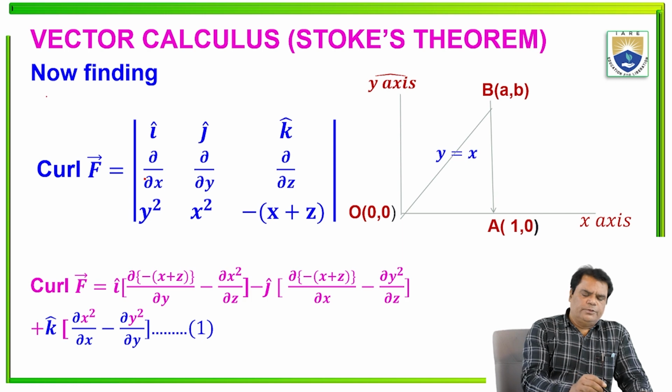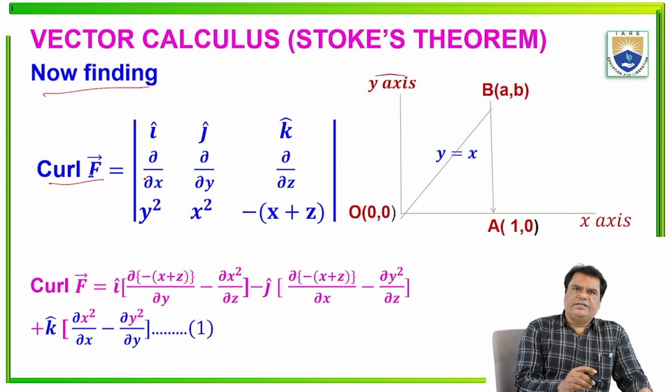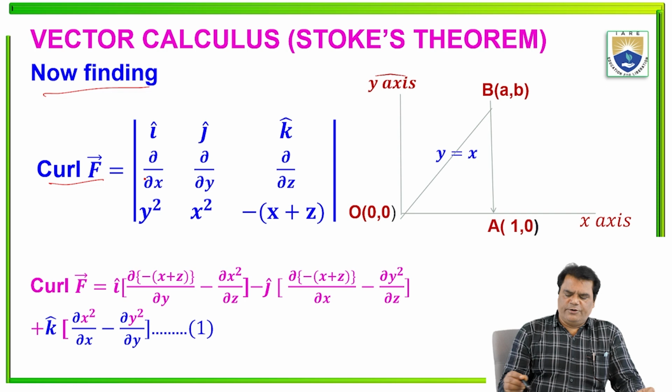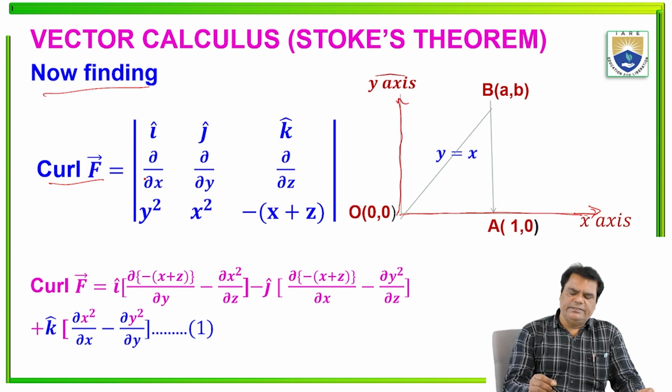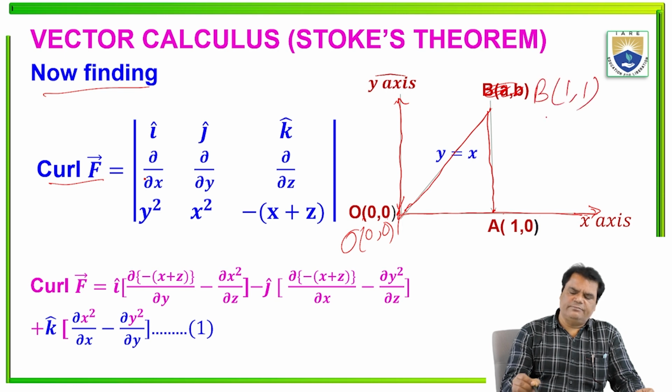So now first we find out the curl F. Here, draw the coordinates. This is the x-axis, this is the y-axis, and this is the origin O (0, 0). And y = x is a line. So the first coordinate is 0, 0, the second coordinate is 1, 0, and the third coordinate is 1, 1.